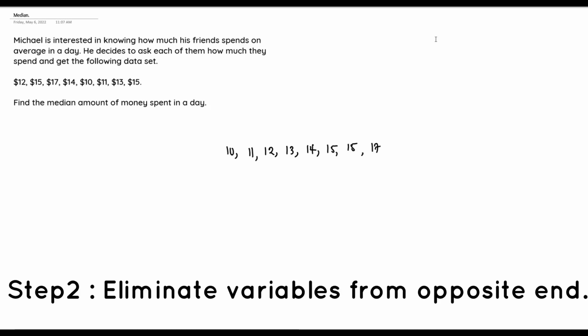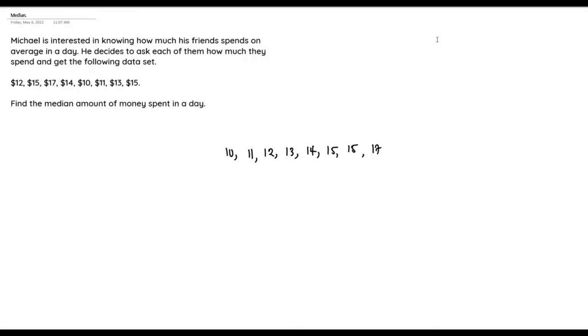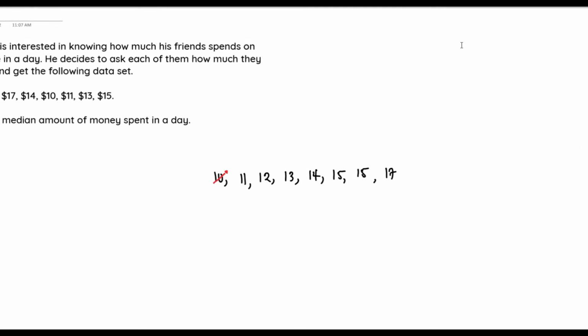So the next step is for us to eliminate data points or the variables from opposite ends to reveal the last standing data. So that means if 10 goes out, 17 is going to go out. If 11 goes out, 15 is going to go out. If 12 goes out, 15 is going to go out. And as you can see, we have two variables as our last standing data set, that is 13 and 14.